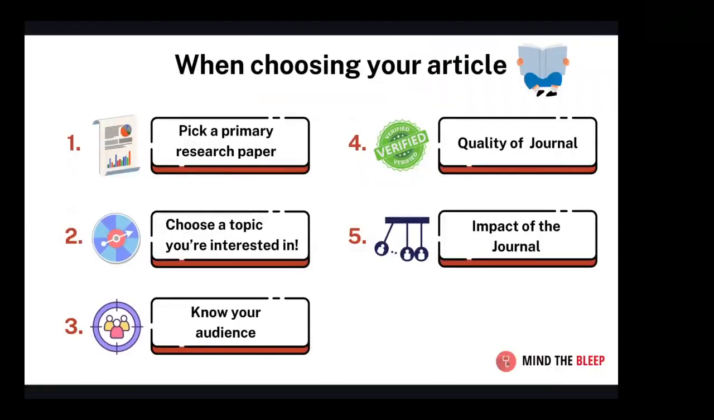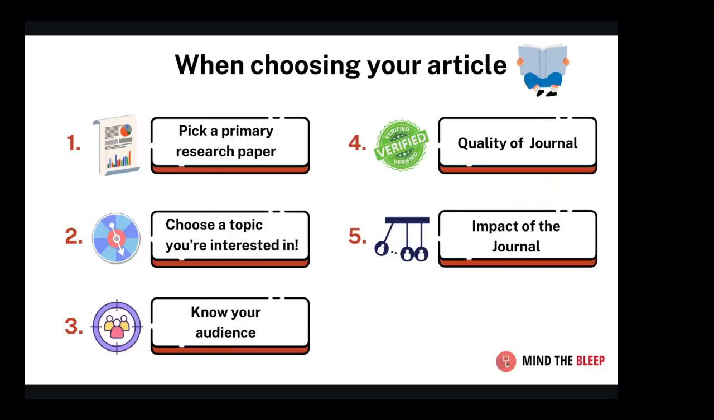Apologies, I just want to cover a couple of points before we continue, just in regards to choosing your article. Firstly, you have to pick a primary research paper. This will make the process of doing a critical appraisal much more straightforward. You have to pick a topic that you're interested in. It will show in the work that you put into it, and it will make the process much more enjoyable for you.